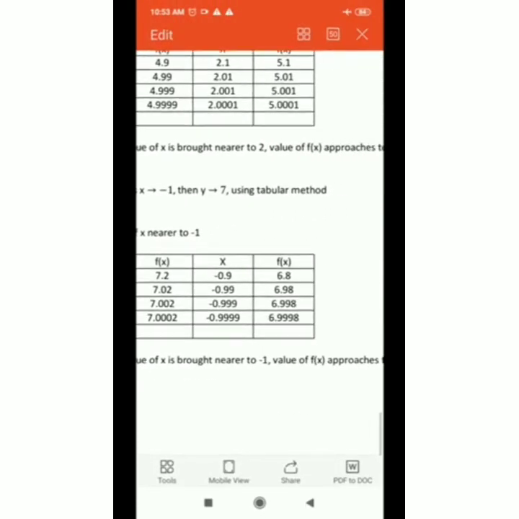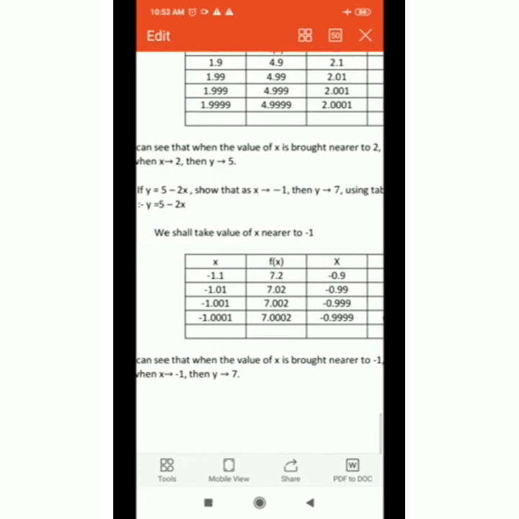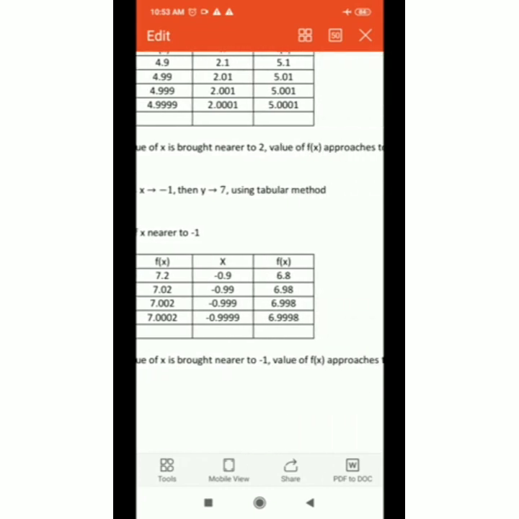And the value, when you put that in 5 minus 2x, we get 7.2, 7.02, 7.002 and 7.0002. So we can see that when x is tending to minus 1, the f(x) value, that is the y value, is nearing 7. Now let us see what we get when we add. So minus 1 plus 0.1 will give you minus 0.9. Putting that in the equation, that is 5 minus 2x, we get 6.8.